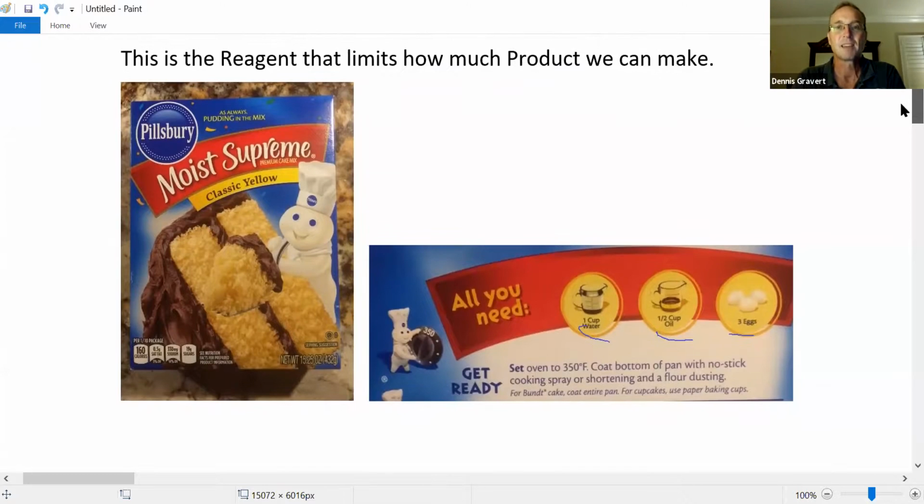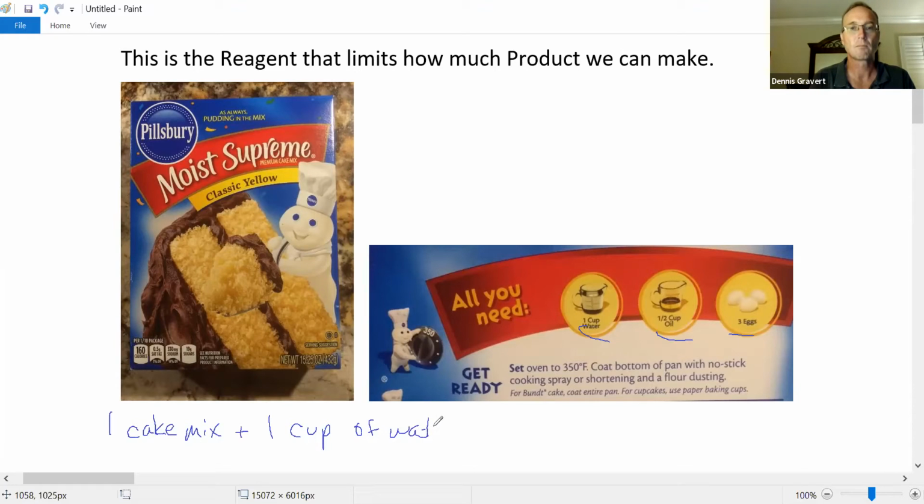Okay, so let's write out the recipe here. What's the recipe? You need 1 cake mix, 1 box of cake mix. You need a cup of water. You need a half a cup of oil. And the last ingredient is 3 eggs.